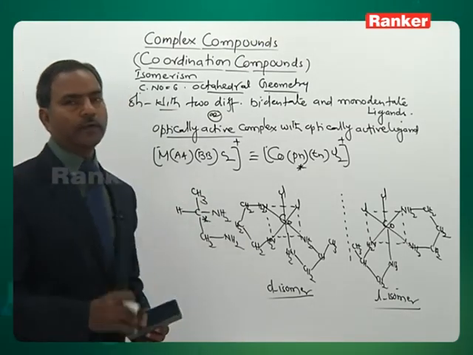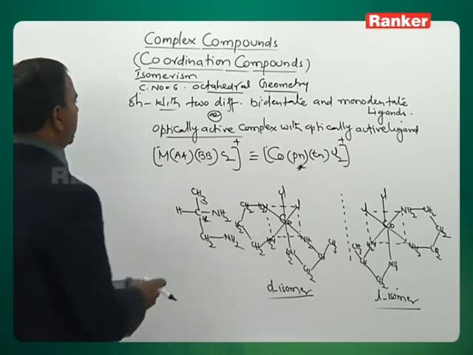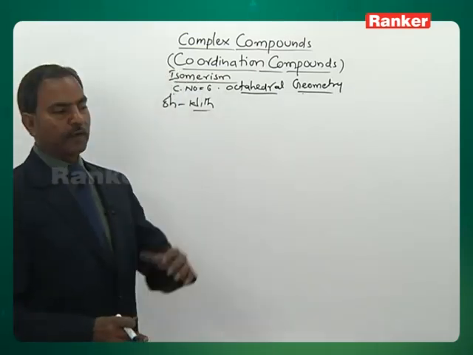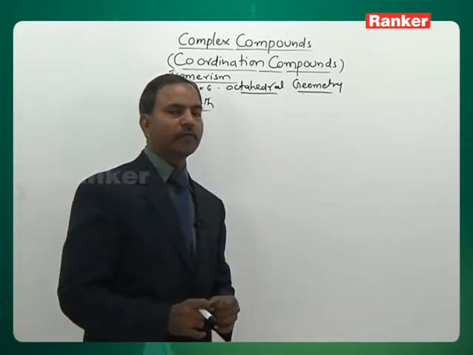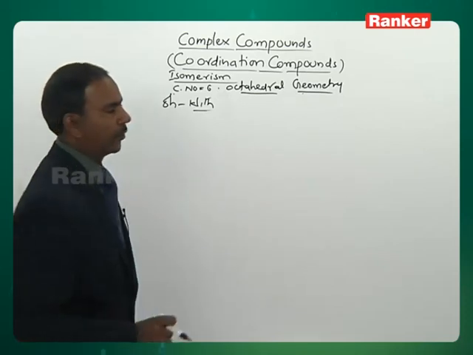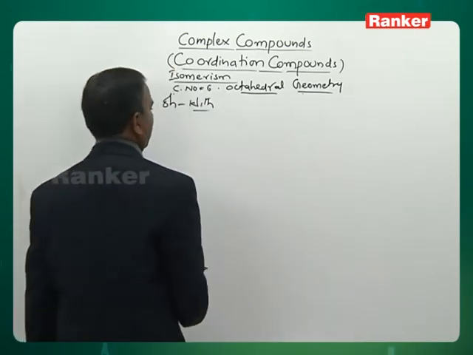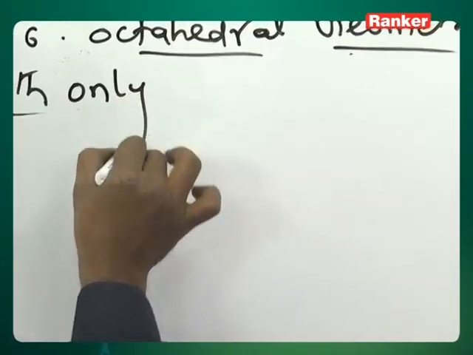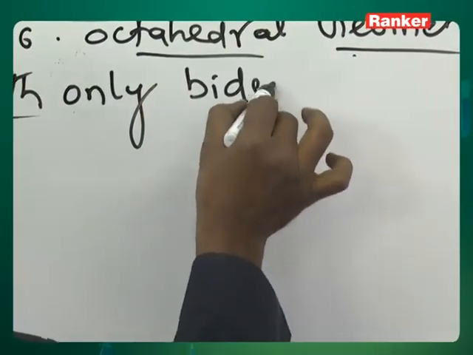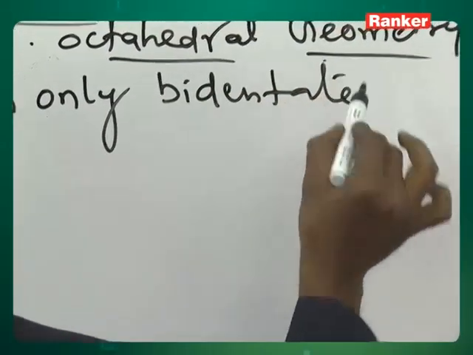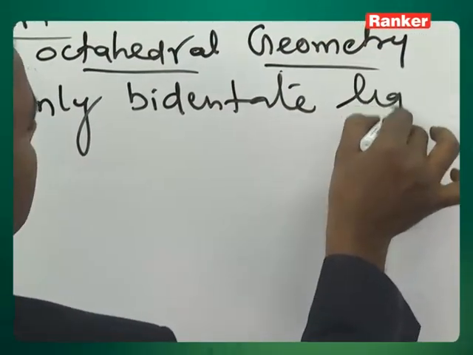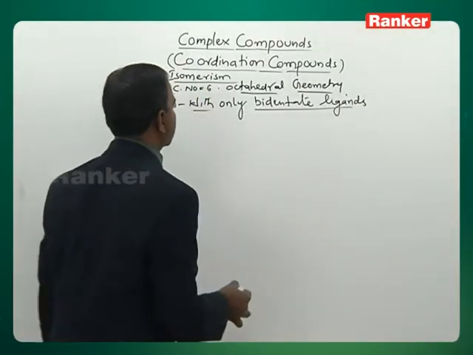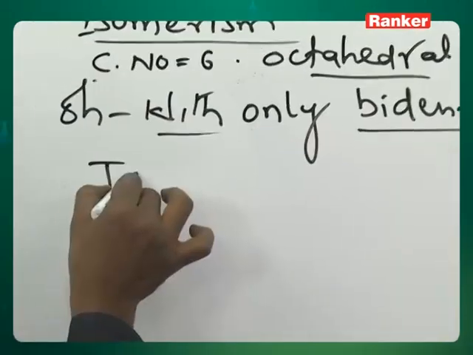octahedral geometry with only bidentate ligands. With only bidentate ligands. But all these structures you have to practice once or twice. Otherwise, you cannot directly put them in the examination wherever required. But once or twice you have to practice on paper all these different models, whatever I give. Octahedral with only bidentate ligands. Under this, let us write the first type.